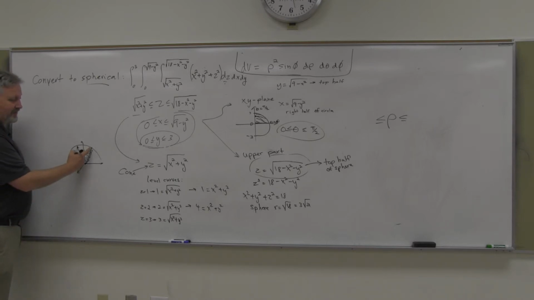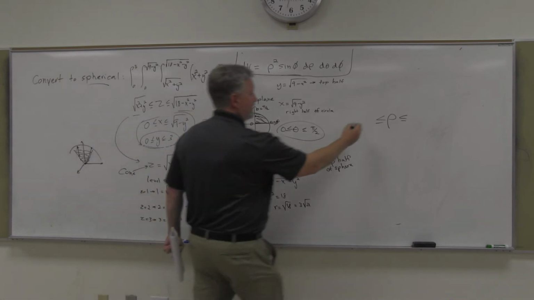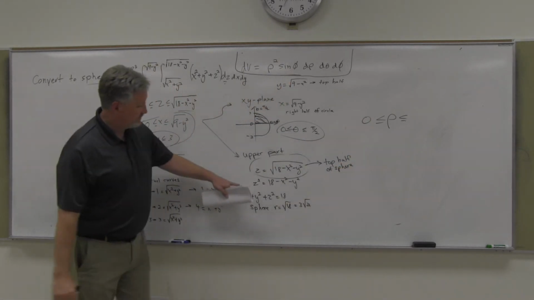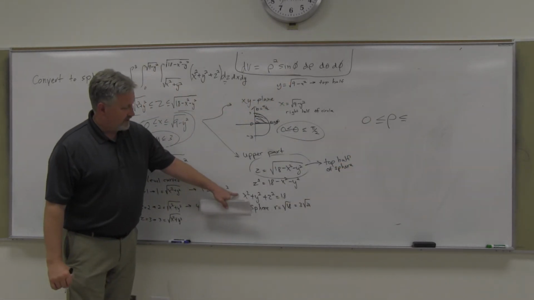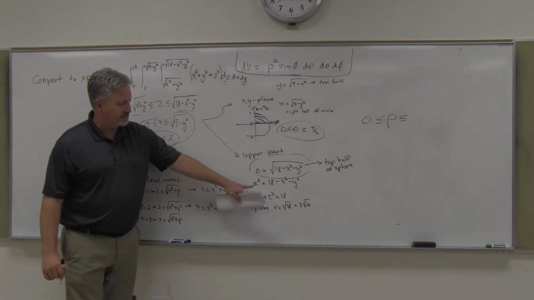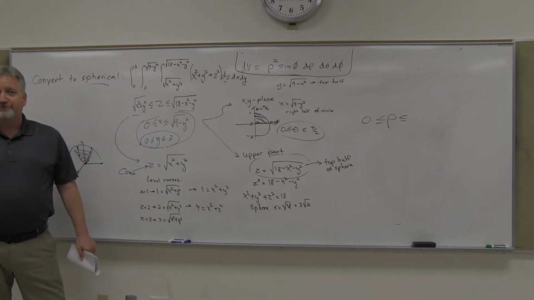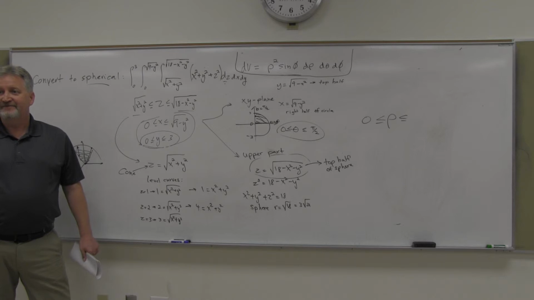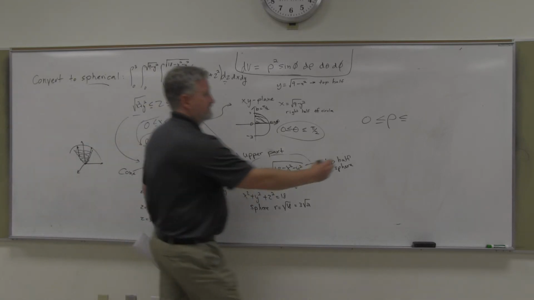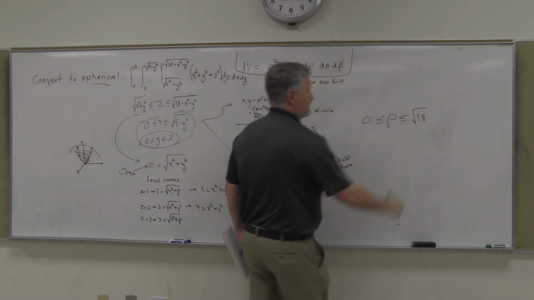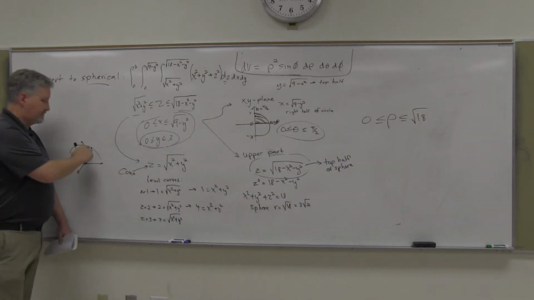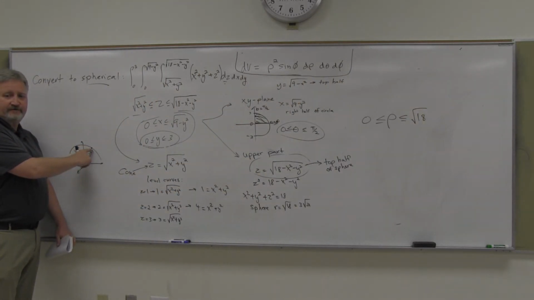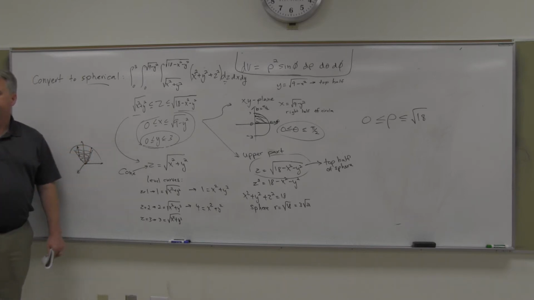What would that mean rho goes between? 0 and, well, remember, a sphere, so that's x squared plus y squared plus z squared, that's also rho squared equals 18. So rho goes up to the square root of 18 again, doesn't it? It goes from 0 up to the outer surface of the sphere, which is the square root of 18. Yes?